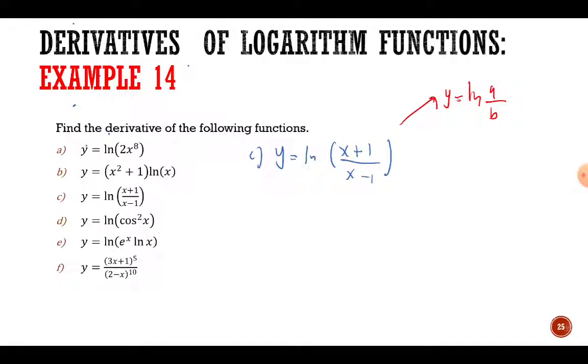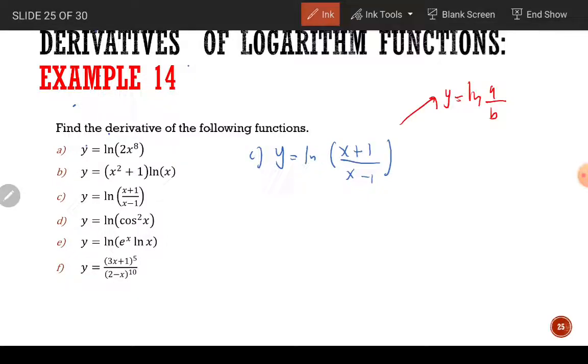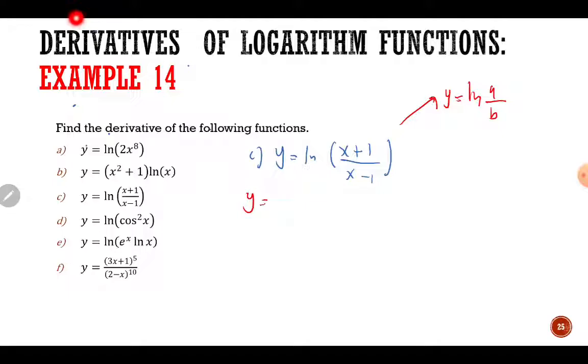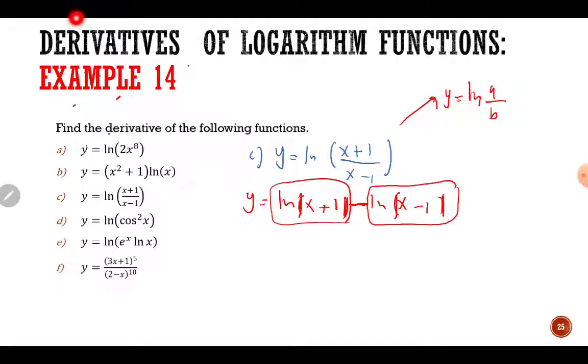Ni soalan ni. So maksudnya yang ni dia akan jadi y sama dengan ln x tambah 1 tolak ln x tolak 1. Nampak tak? Okay, ln x tambah 1 tolak dengan ln x tolak 1. Then this is much easier because you can just find the derivative of ln x tambah 1 dan find the derivative of ln x tolak 1.